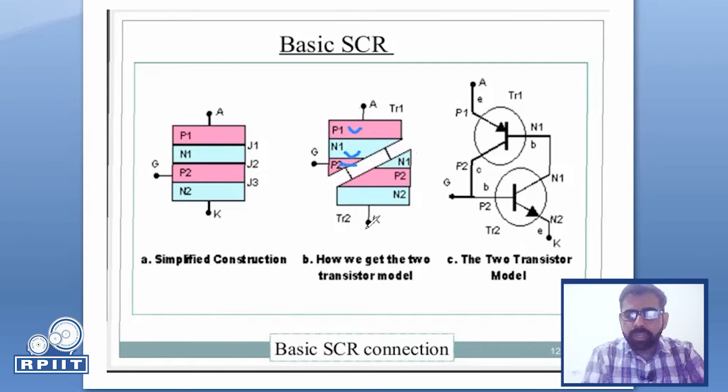And anode and cathode with gate terminal to this one. And this is the two transistor model structure. It includes this thyristor, so transistor 1 and transistor 2. This is transistor 2, and here is the gate terminal, and here is our anode terminal, okay, and this is our cathode terminal, right? So this is all about our simplified construction, the two transistor model structure of our thyristors.